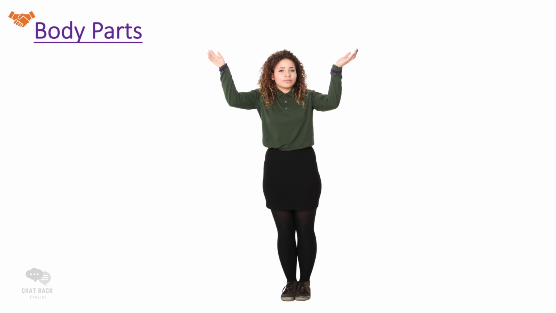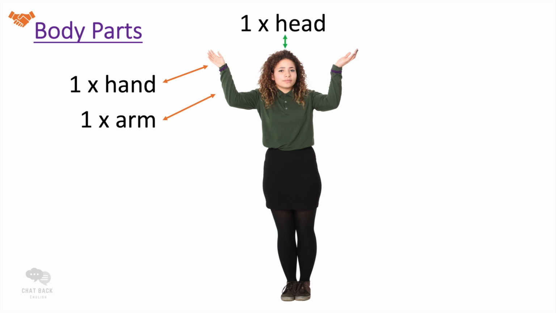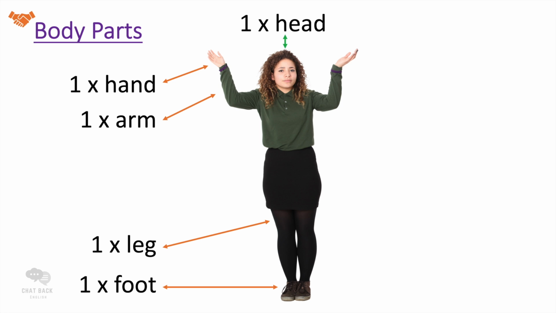We have a head, one head. So now you can repeat after me. Head. Good. Next, we have hand. Hand. Arm. Leg. Foot. Excellent. So those are for when we have one of something.